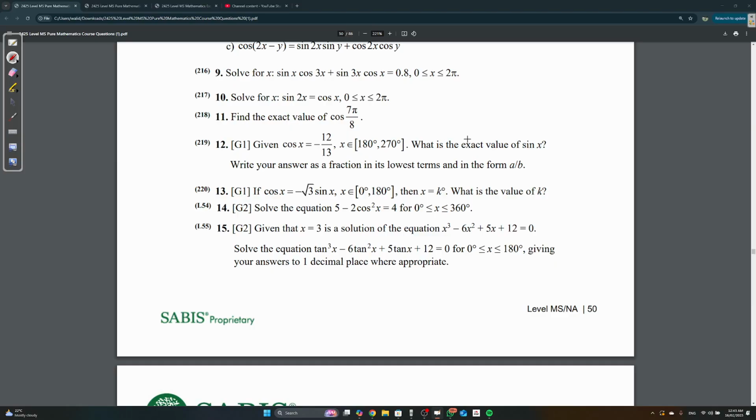Question 12, given cosine x, what is the value of sine x? Okay, you know sine x. I'm gonna just jump straight to the formula using the Pythagorean identity. Cosine squared plus sine squared is equal to 1. If you rearrange it, you're gonna get sine x is equal to square root of 1 minus cosine squared x.